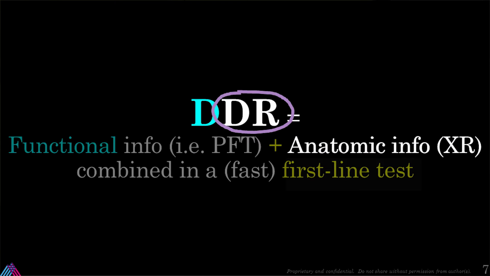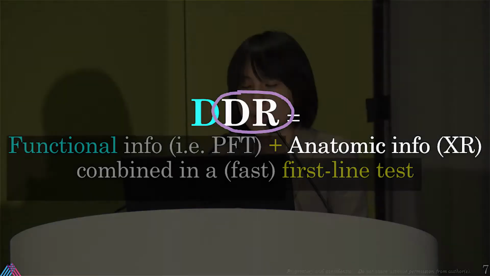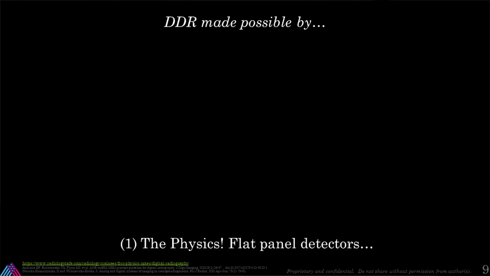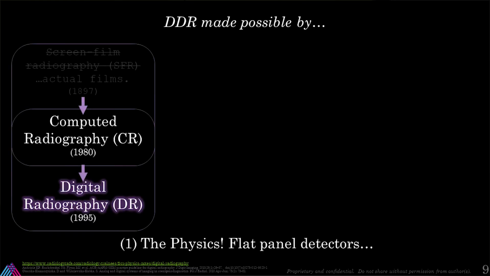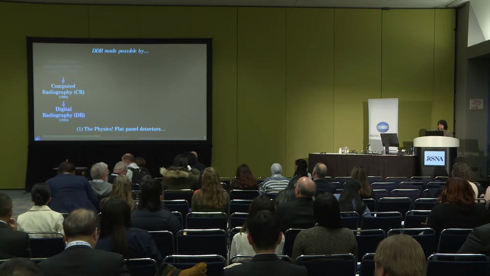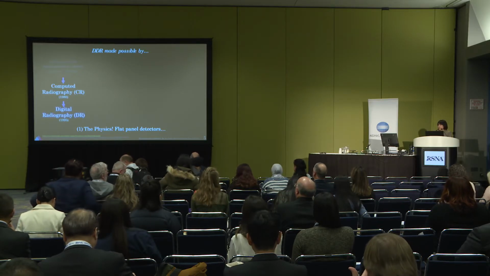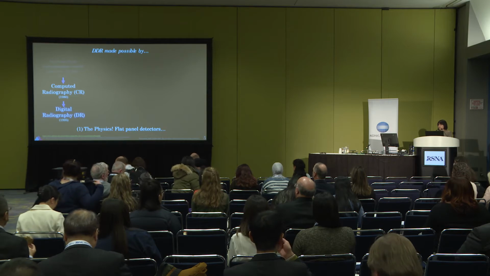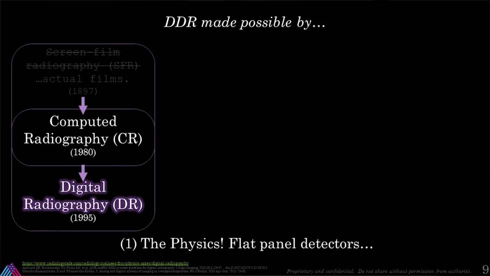First, digital radiography gives you anatomic information, just like your normal static radiograph. The technology that makes dynamic digital radiography possible is the flat panel detector. You might remember screen film radiography, where you had actual films from the beginning of radiology onwards. But in modern times, we've been using digital radiography, which includes computed radiography and digital radiography.